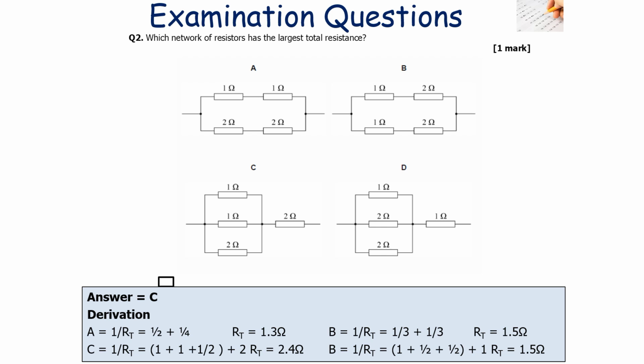Then you do the same for D, which is 1 over 1 plus 1 over 2 plus 1 over 2. Then you flip it over, then add 1 because that 1 ohm resistor is in series, and you get 1.5 ohms. So the answer with the largest total resistance is going to be C, and it's hinted at in the question because you've got a 2 ohm resistor, the largest resistor in actual series, and resistors in series always add.